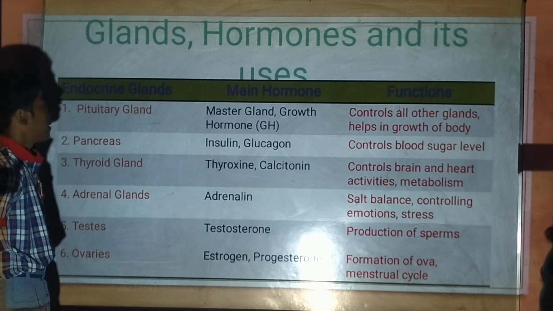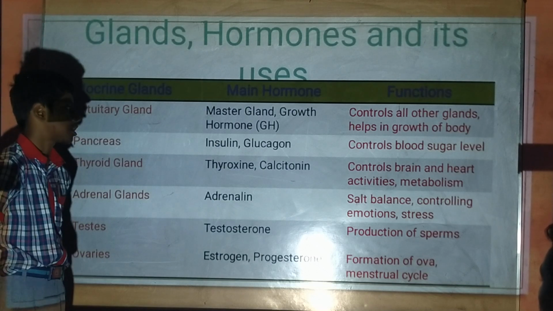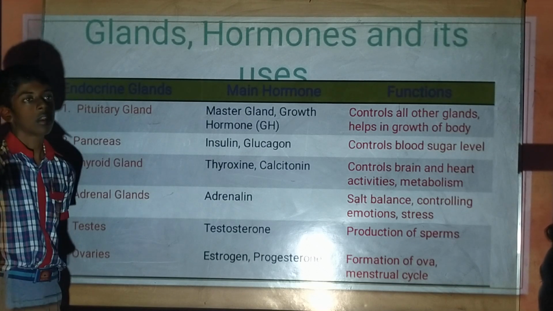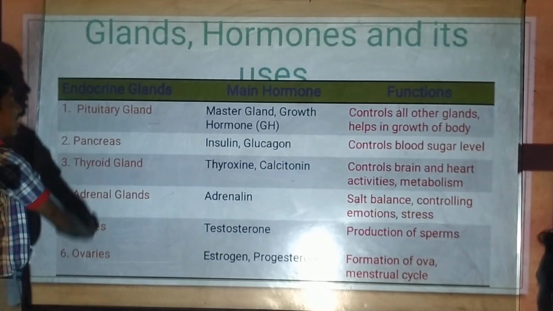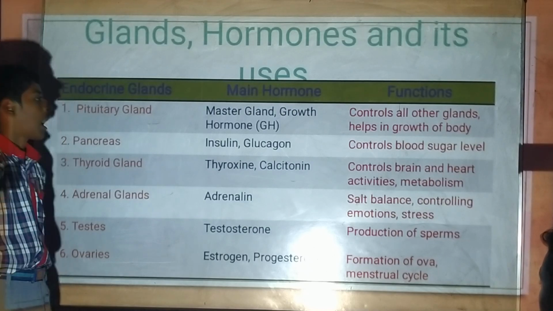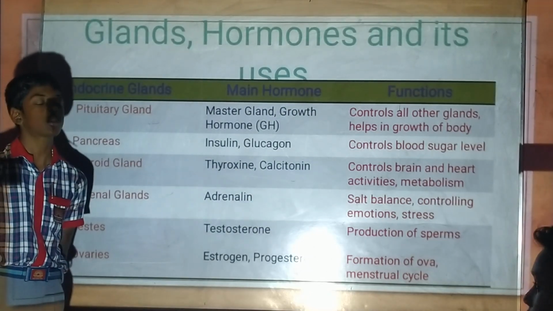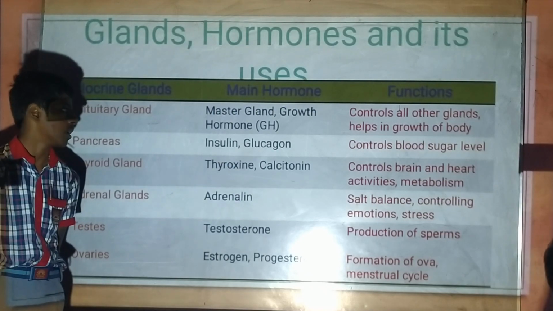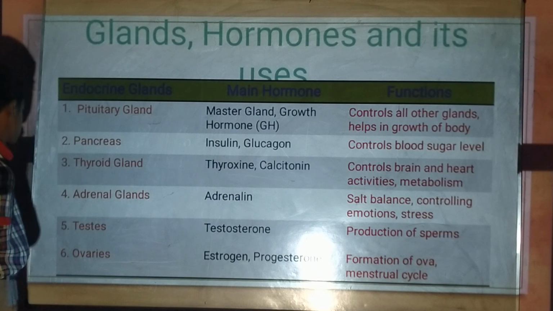Pancreas. The pancreas produces insulin and glucagon, and it mainly helps in balancing blood sugar levels. Thyroid gland. The thyroid gland produces thyroxine and calcitonin, and it controls the activities of the brain and heart, and also supports metabolism. It also helps in balancing the iodine levels.